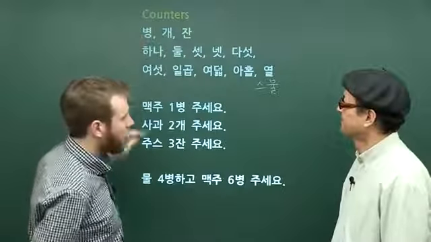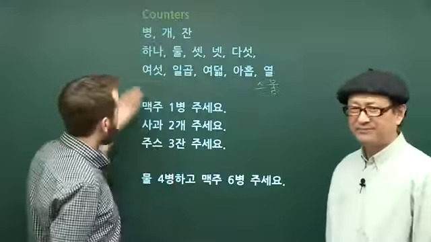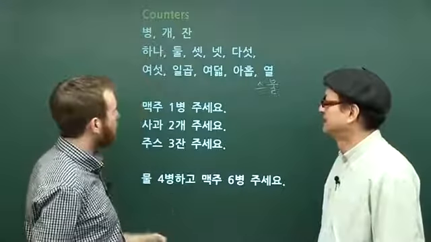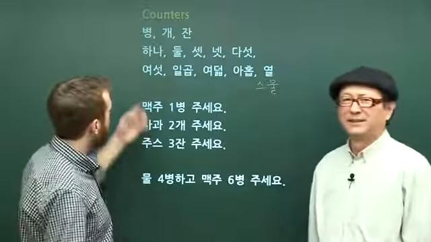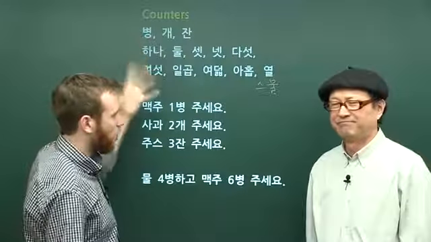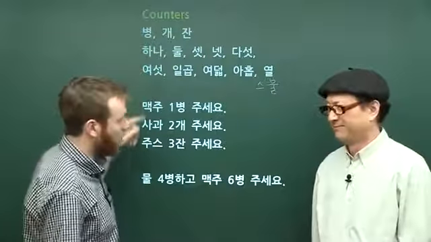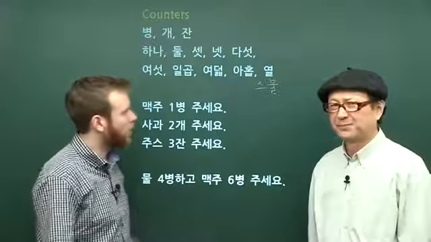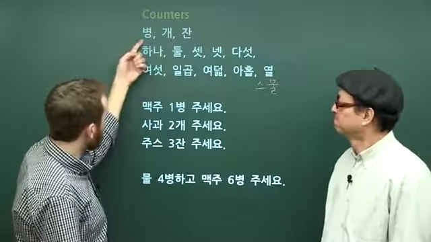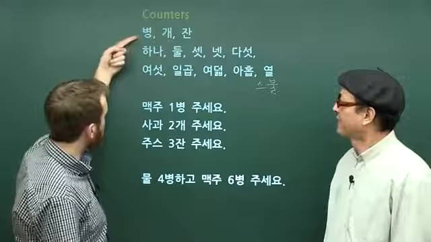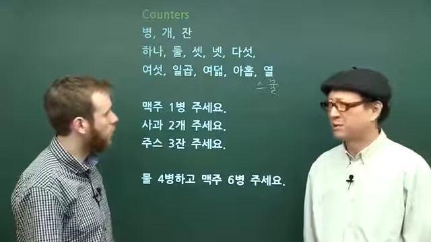Now we have different counters. Different objects come with different counters. So if I ask for an apple, or if I ask for a bottle of beer, I don't use the same word with the pure Korean number. Right. So this is where it can become a little confusing. So it's important to learn our different counters. So what do we have here, Robert? 병, which means a bottle.